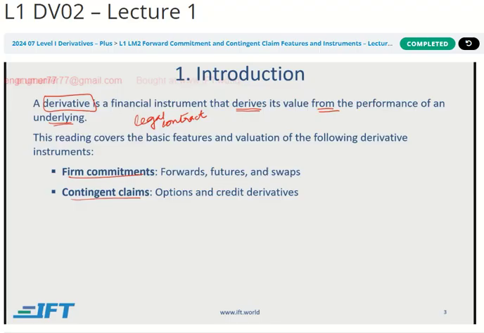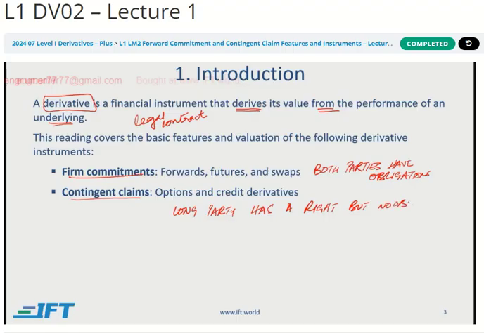There are two types of derivatives. One is a firm commitment and the other one is a contingent claim. We've briefly talked about this in the video for the previous learning module. In firm commitments, both parties, the long party and the short party, that is the buyer and the seller, have obligations to abide by the contract. Whereas in a contingent claim, the long party, the one that is buying this claim, has an option or a right but no obligation.